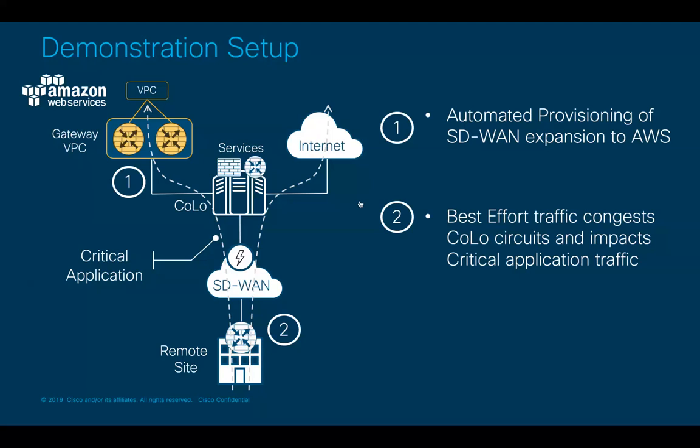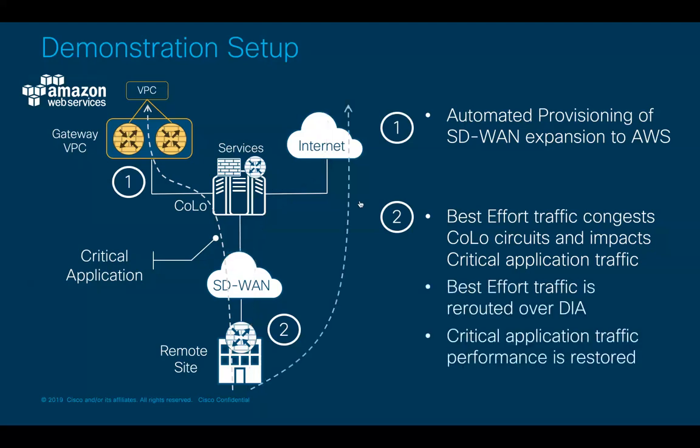And guess what happens? If for some reason the colo gets congested, then it influences both. Right? So I want to preserve some of the critical applications. So what I want to do is I want to offload the traffic that is less critical into the direct internet access from the branch.